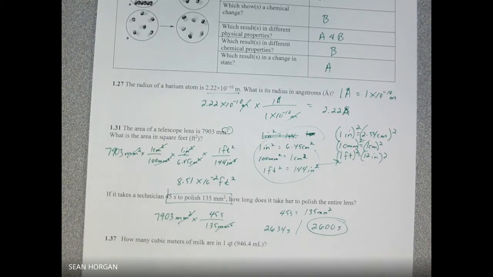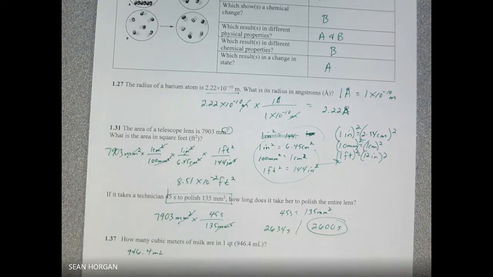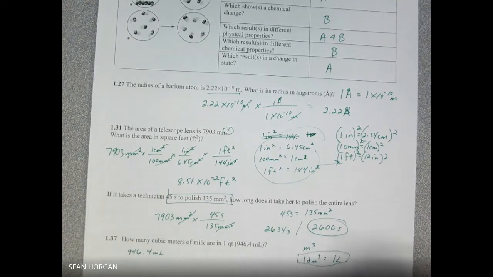All right, how many cubic meters of milk are in 1 quart? 946.4 milliliters. Okay, so we have our starting point, 946.4 milliliters. And we've got to get it into cubic meters. So we need a way to relate these. Well, I know one thing, ready? I know that 1 decimeter cubed is equal to 1 liter. That's a definition. This is what I would consider to be common knowledge, along with this one too.